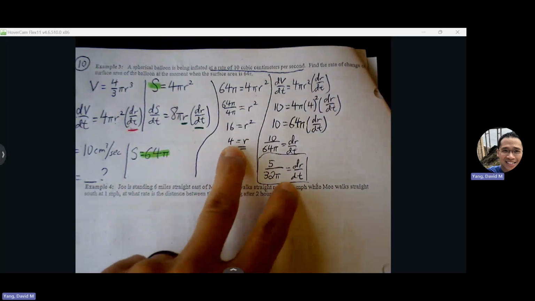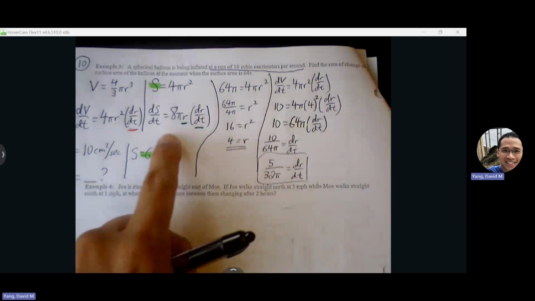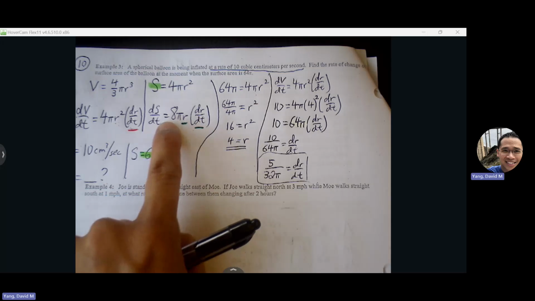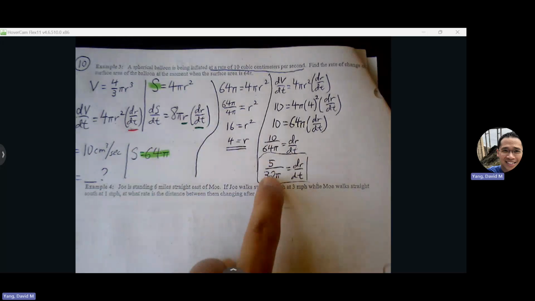All right, everything that we need is in front of us. We have R equals 4. We have dr dt is 5 over 32 pi. And then all of this can be inserted into ds dt because that's our goal, right? We're trying to find ds dt. So replace R with 4, replace dr dt with 5 over 32 pi. And then we can solve for ds dt.